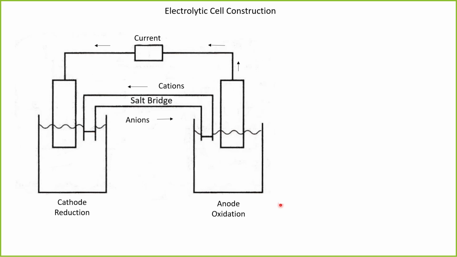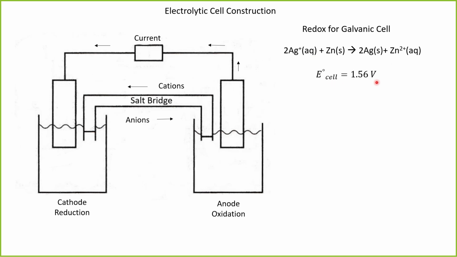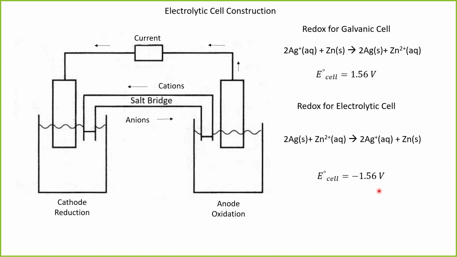So first, I'm going to take a look at the galvanic cell for this silver and zinc reaction. The E cell for this galvanic cell is 1.56. Now, to make this an electrolytic cell, I need to force it to run in reverse. So you can see my reactants here were my products in my galvanic cell and vice versa. My E cell is the same value, but now it has a negative sign in front, which means that for this electrolytic cell to run, I need to apply a current that is greater than 1.56 volts.